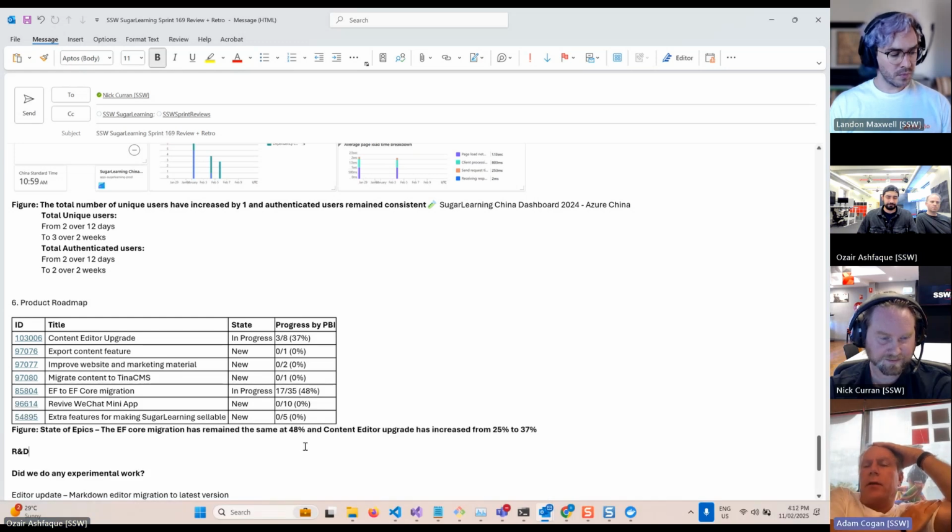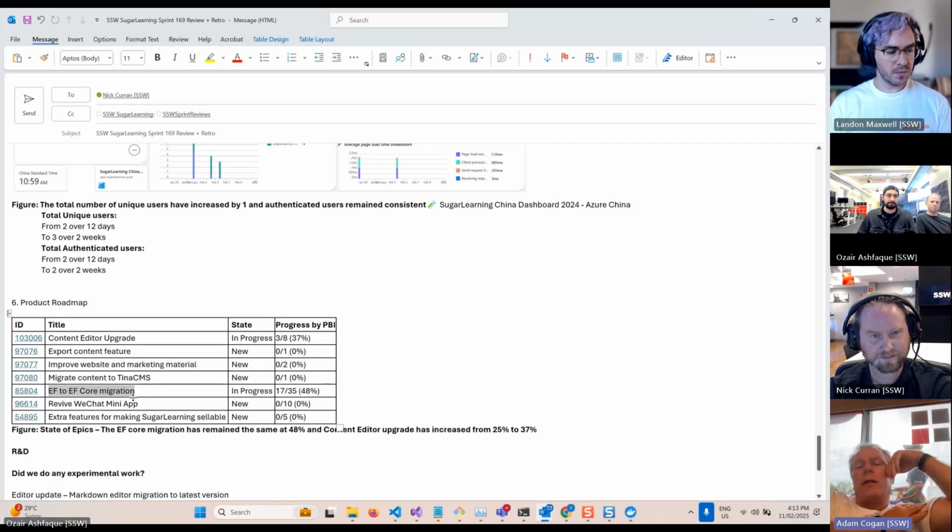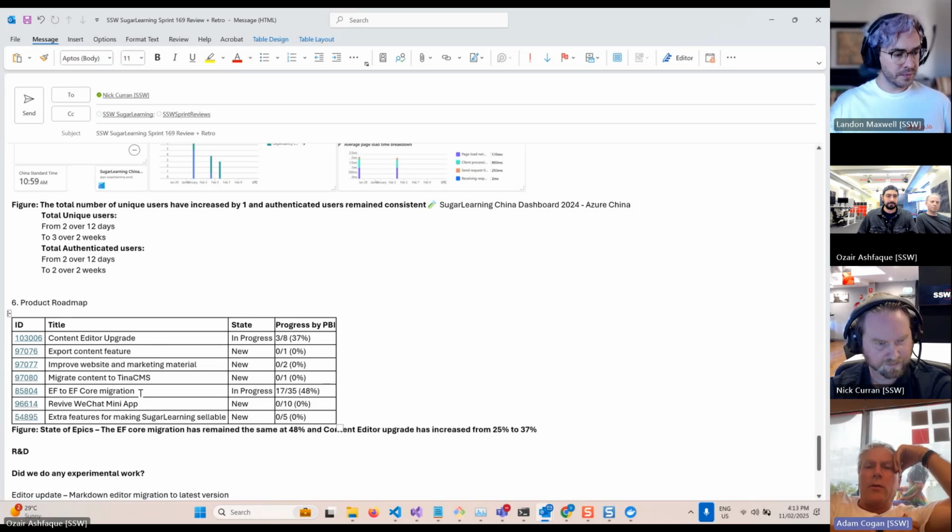So the only two epics that are in progress are the content editor and the EF Core one. Yes, but why would we not move EF Core migration up to the second one? No, we are not currently working on it. It is in progress, but we are not working on it in these sprints. Okay, so the order is correct. After the content editor one, you will then do the export content feature, will you?